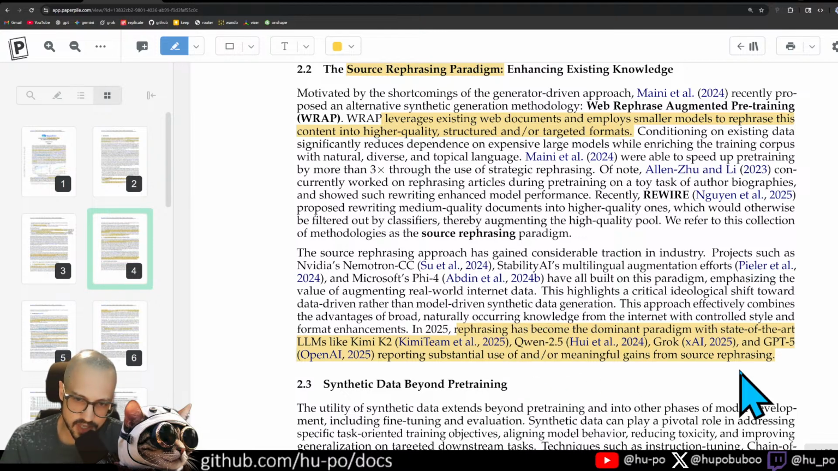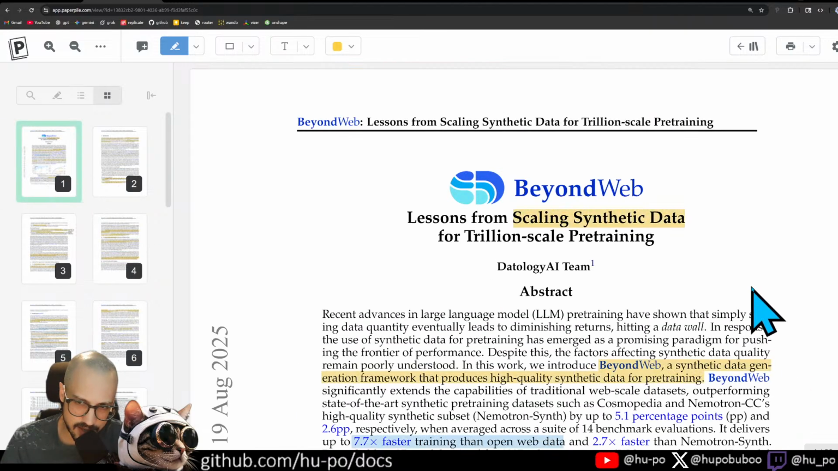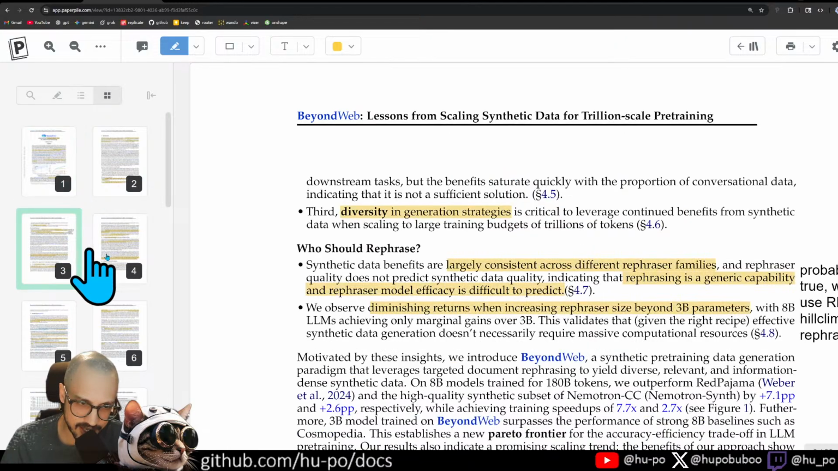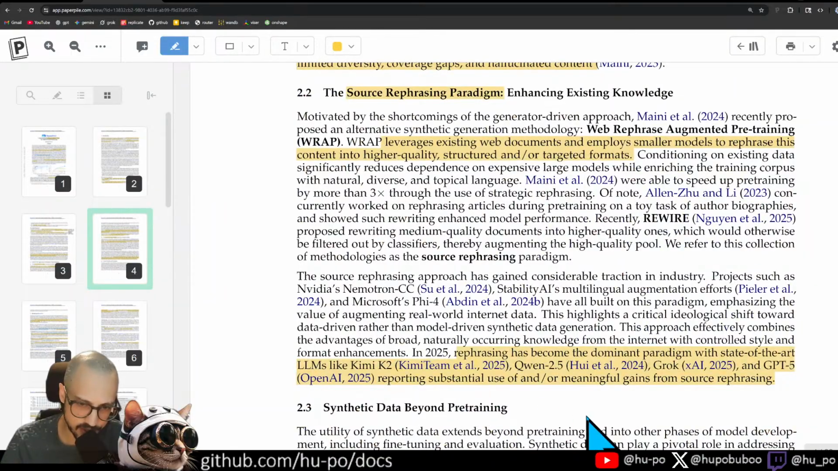The rephrasing has become the dominant paradigm, with state-of-the-art LLMs like Kimi K2, Qwen 2.5, Grok, and GPT-5 reporting substantial use of and or meaningful gains from source rephrasing. So these guys maybe have some connections to the OpenAI and XAI teams, but it seems to me like they were confident enough to put this, so it's potentially true. They're basically saying that Grok 4 and GPT-5, which are basically the most advanced models that we have now, are making substantial and meaningful use of this source rephrasing.